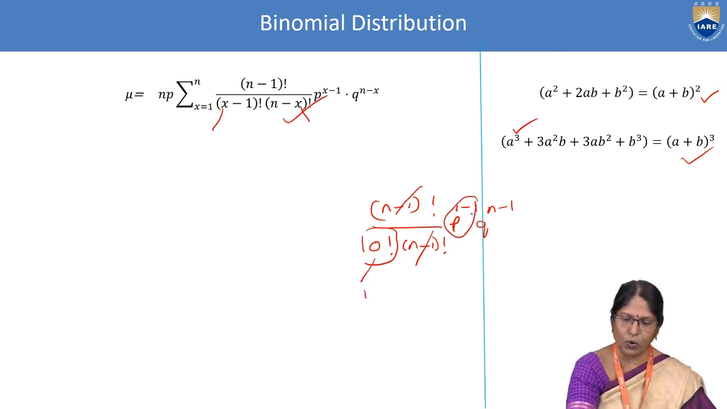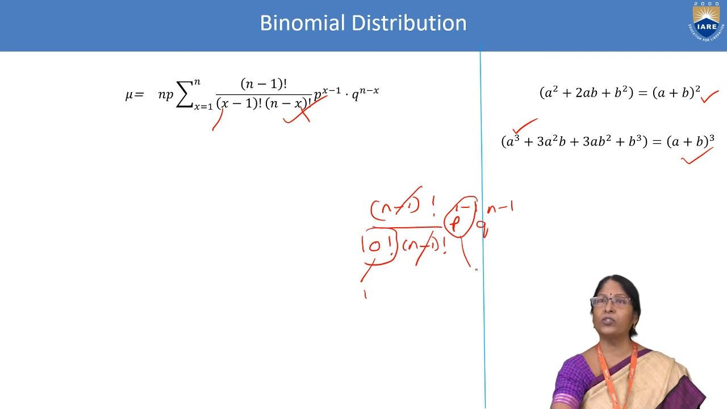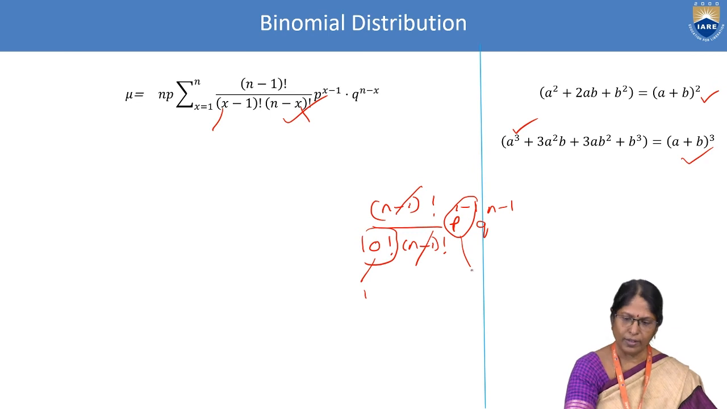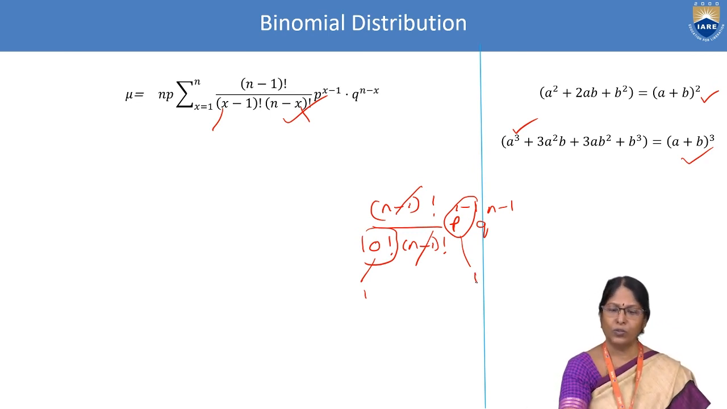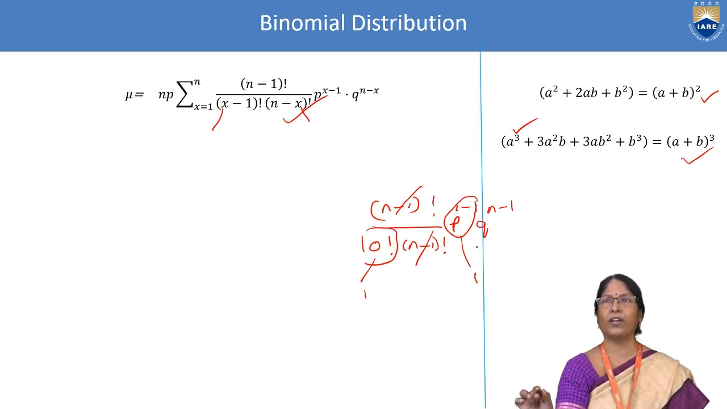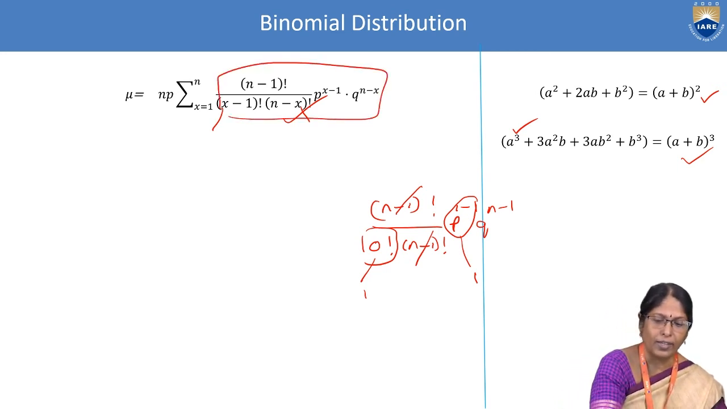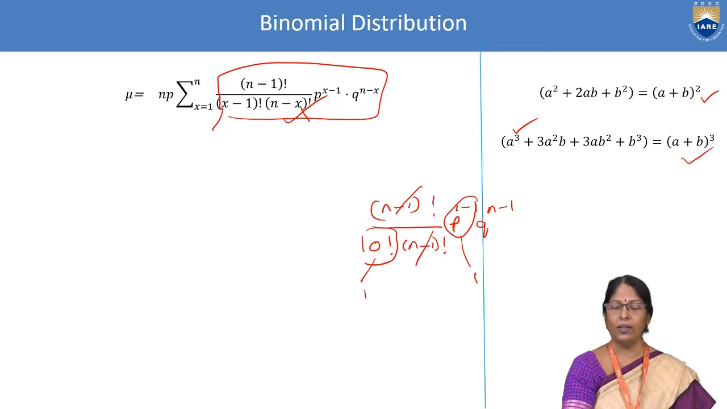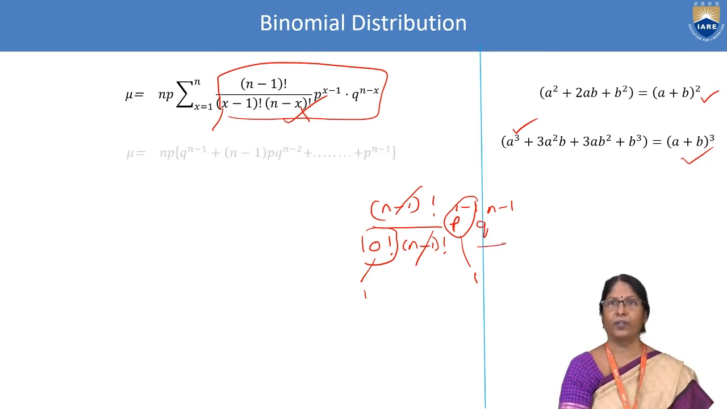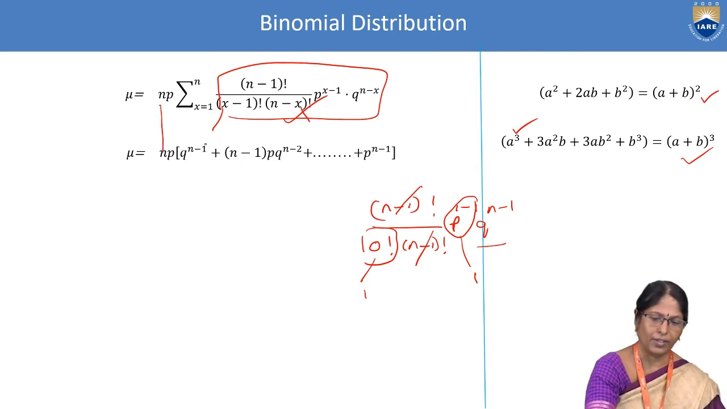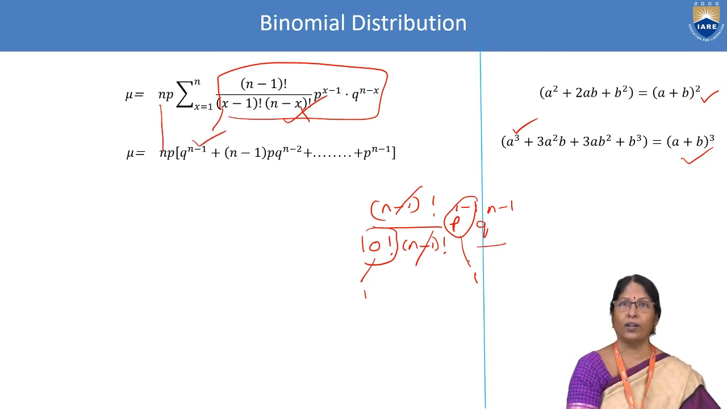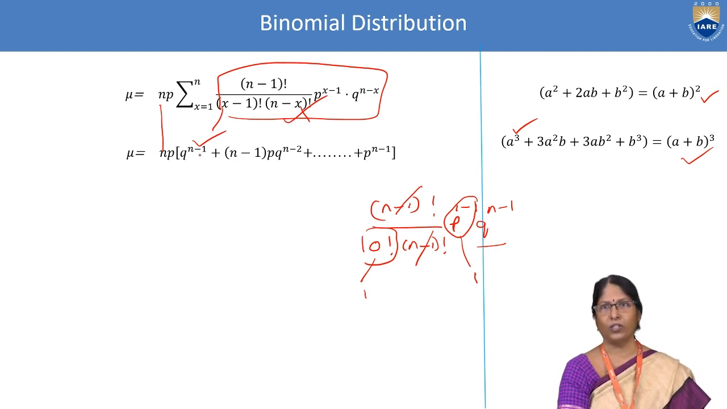P power 0, by the exponential law, a power 0 equals 1. That is the reason p power 0 is also 1. Here also 1. So q power n minus 1. Everything we simplified, the leftover is q power n minus 1. If you substitute x taking the value 1, we get this answer. This as it is, we substituted x equal to 1 and got q power n minus 1.